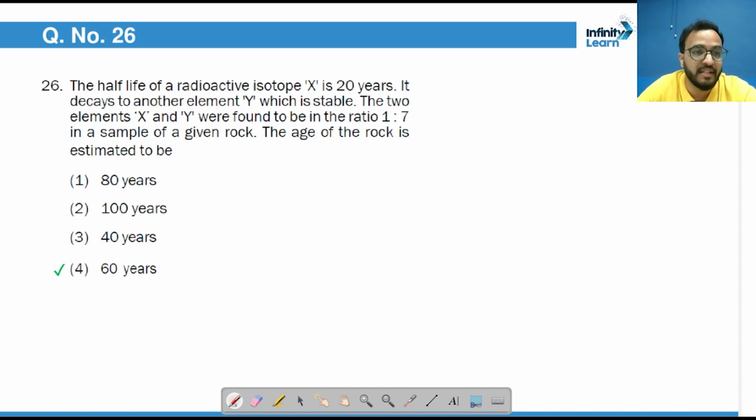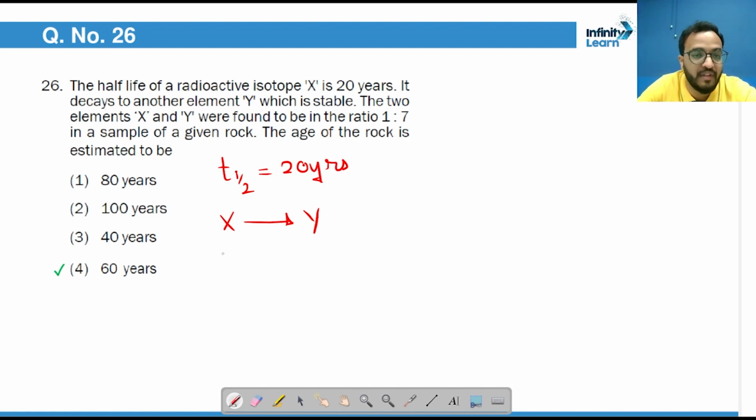Question number 26. The half-life of a radioactive isotope X is 20 years. Again, the same question on half-life. It is 20 years. That means its concentration becomes half in 20 years. It decays into Y, and the two elements X and Y were found to be in the ratio 1:7.